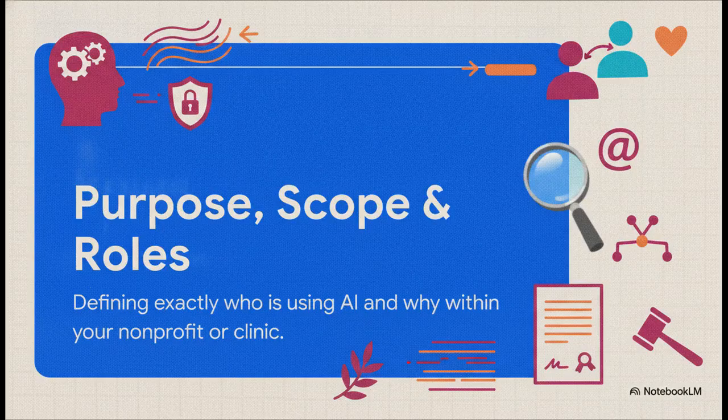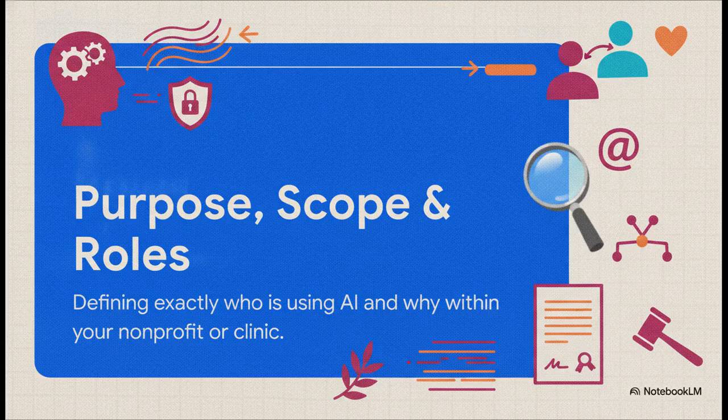Let's talk about the purpose, scope, and roles. These 3 are all about defining exactly who is using the AI and why they're using it within your specific nonprofit or clinic. And this is absolutely crucial. You just cannot borrow some generic corporate policy and expect it to magically work for a legal aid clinic dealing with highly sensitive case files.